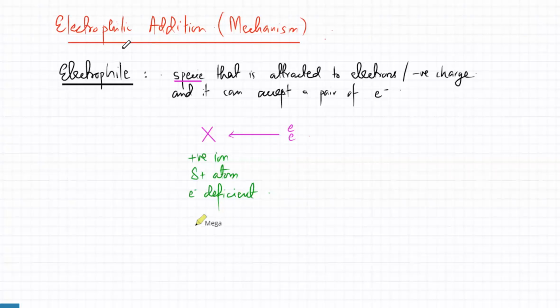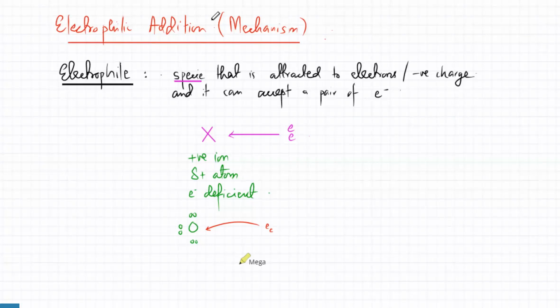Look at an oxygen atom. Is it an electrophile? Oxygen has a total of 6 electrons, and it's very electronegative. So if it sees 2 electrons, it's going to be attracted to those 2 electrons, right? So an oxygen atom can act as an electrophile even though it's a neutral atom. Is that clear? Yes, sir. So that's what an electrophile is.